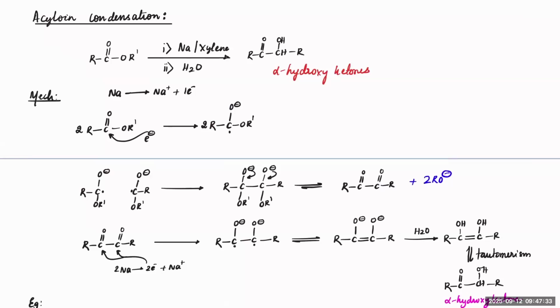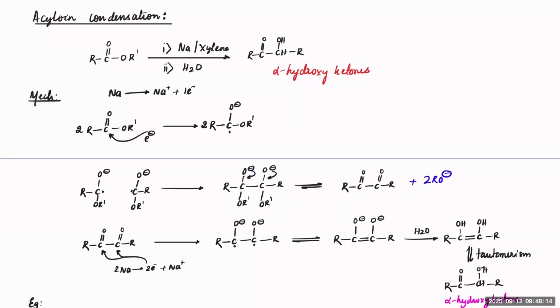acyloin condensation. So acyloin condensation is exactly the same as we did earlier for benzoin. We have done this same with benzoin earlier. Let me explain how. If you have an ester in the presence of sodium and xylene, electrons will be supplied to the carbon here. So 2 moles will get C dot groups. C dot and C dot will terminate to get this form. And then O minus will push, RO minus will come out. And that's how you end up getting a keto form.